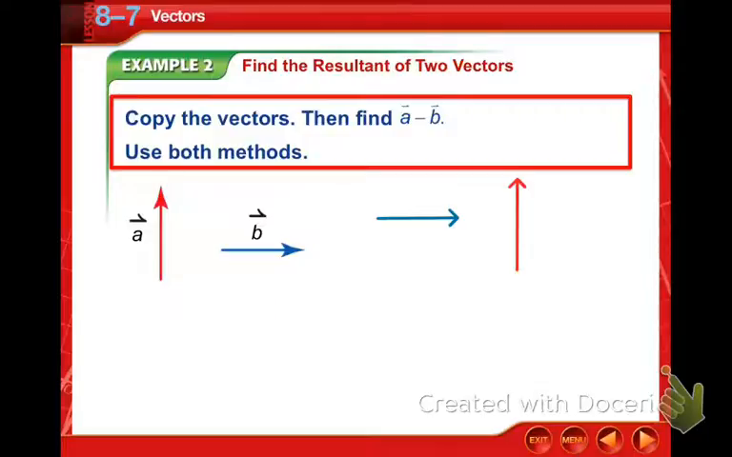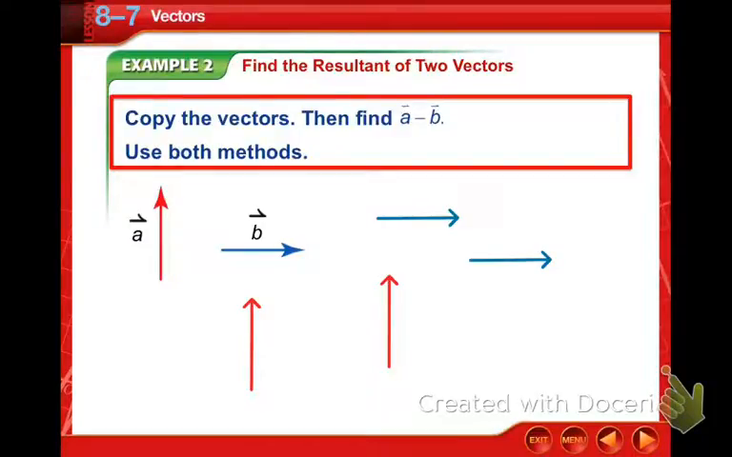Okay, hold on. I have to undo some stuff. It's my first time doing this. Alright, so now I'm going to duplicate my vectors because I need them to make a parallelogram.